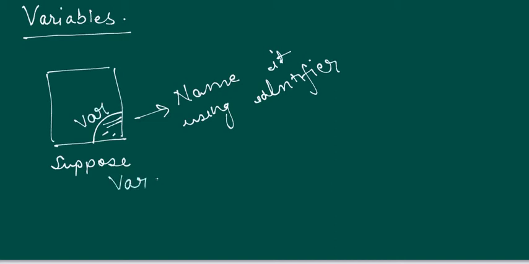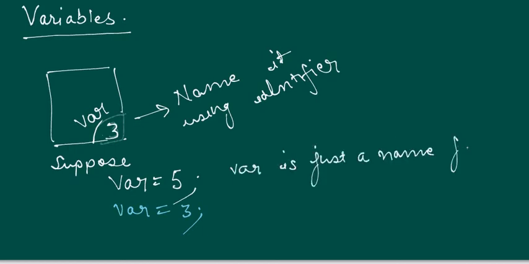Then if I say store 5 in the variable, what will happen? 5 will be stored here. Now I say store 3. What happens then? Then 5 goes away and 3 enters. So that means one thing only, that a variable is just a name for some memory that has been allocated.